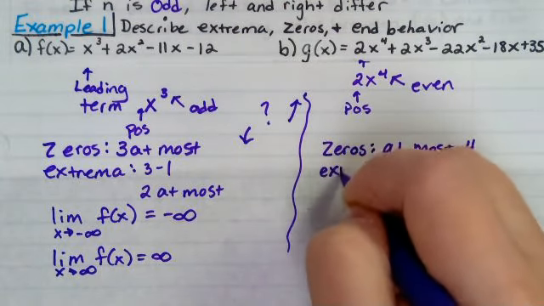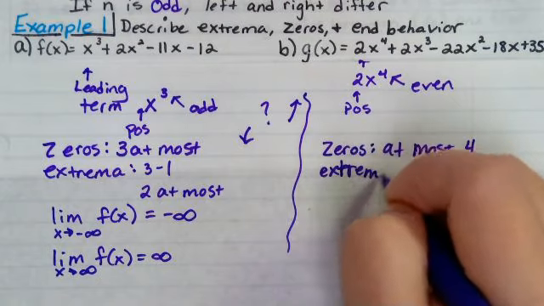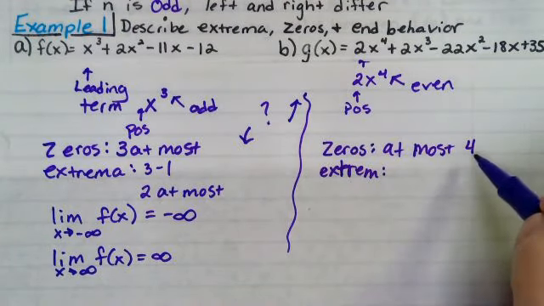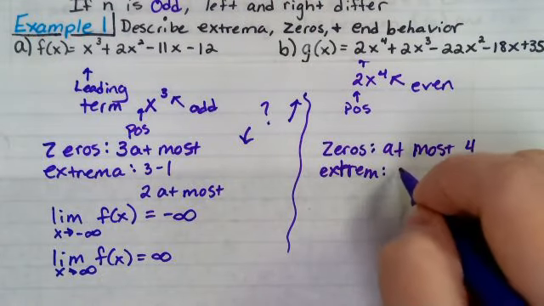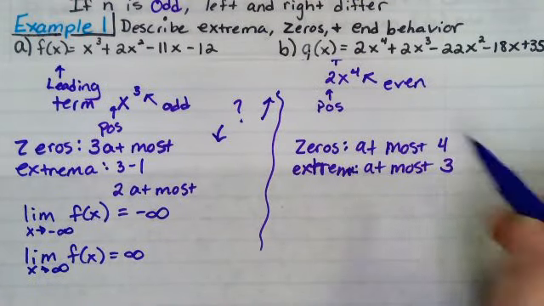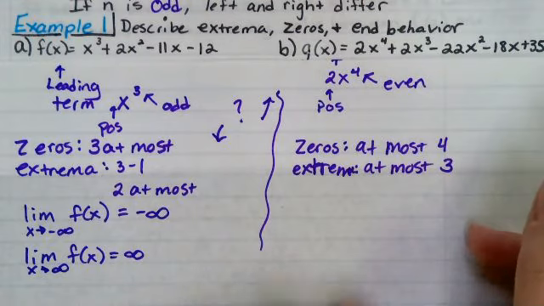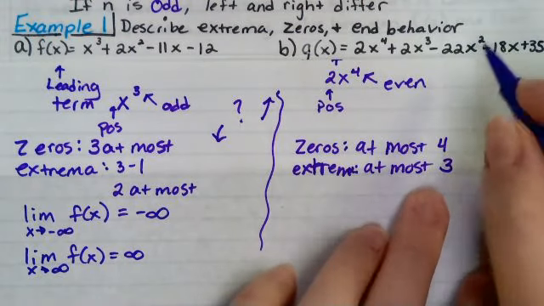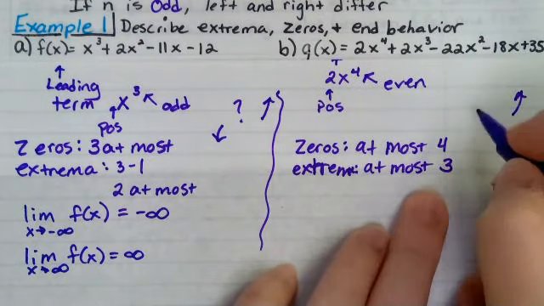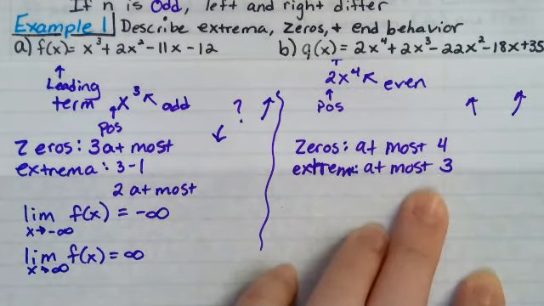My extrema, if I could spell, it would be n minus 1 as my possible amount. So my exponent is a 4. 4 minus 1 is 3. So at most 3. And then let's talk about our end behavior. Okay, because it's positive and because it's even, I should know exactly what's going on. So positive means my right side is going up. Even means that they are matching. So they're both going to be going up.